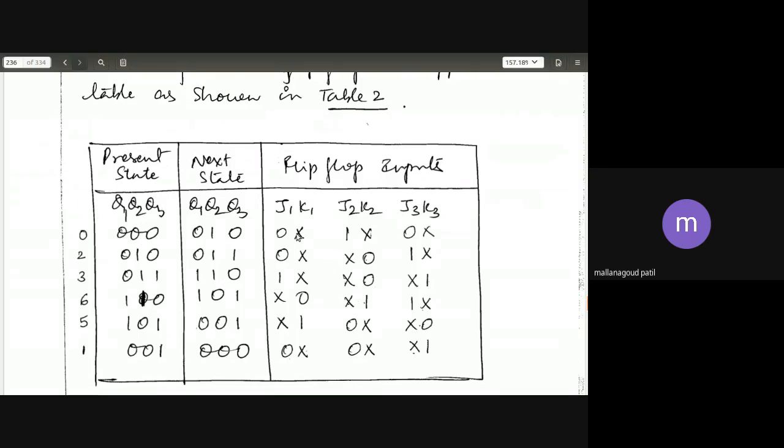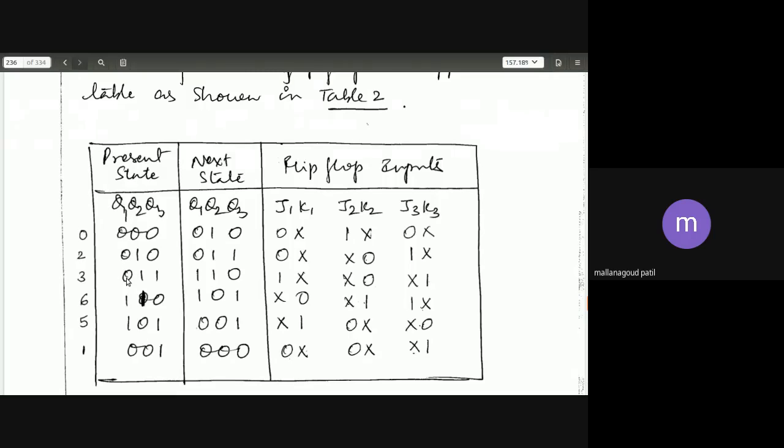Can I go for next? Yes, sir. Second is also the same. Q1 is 0 and Q1 is 0 in both the cases. Present is 0, next is also 0. Then 0x, 0 don't care. Next, the third one you have to see.